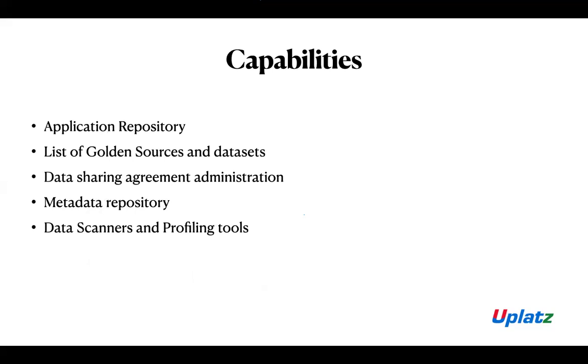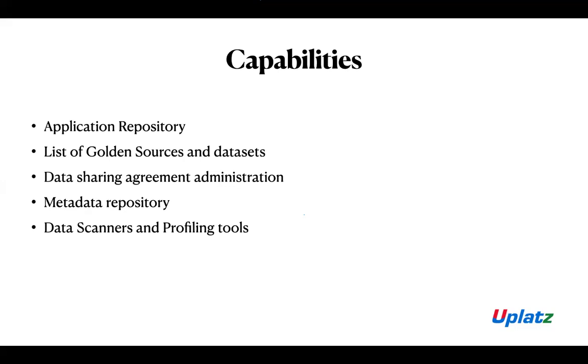So first is the application repository. This is a standalone central repository or IT service management system that keeps track of all unique applications and their IT owners. Additionally, this repository can hold information about production status, vendor products, and confidentiality, integrity, and availability ratings of the application based on the controls in place.